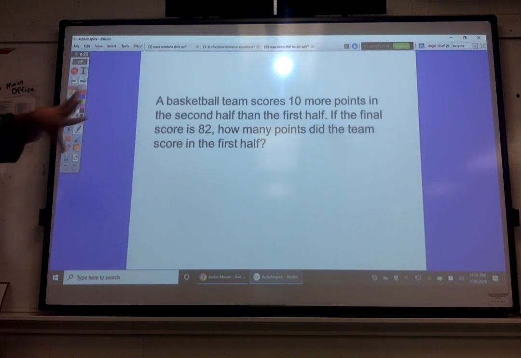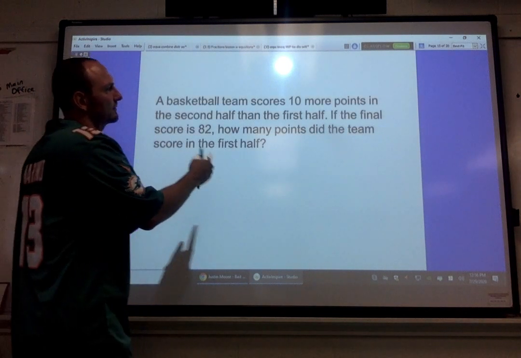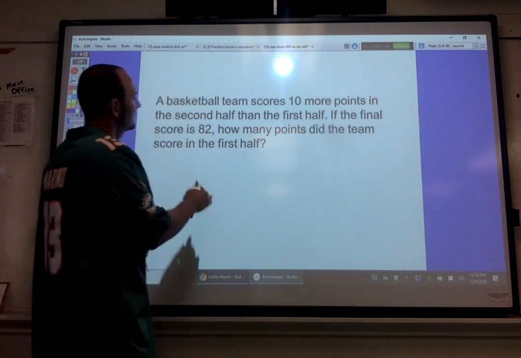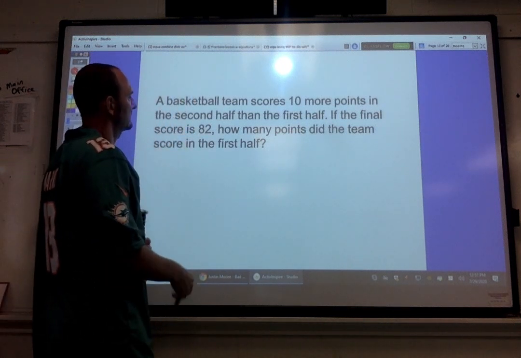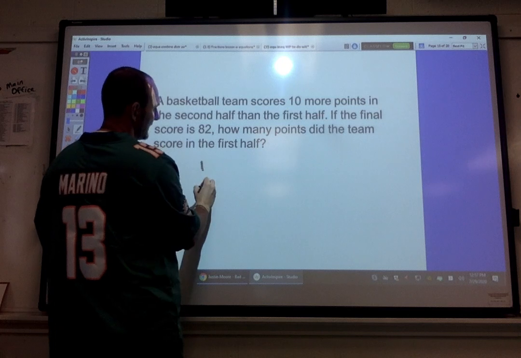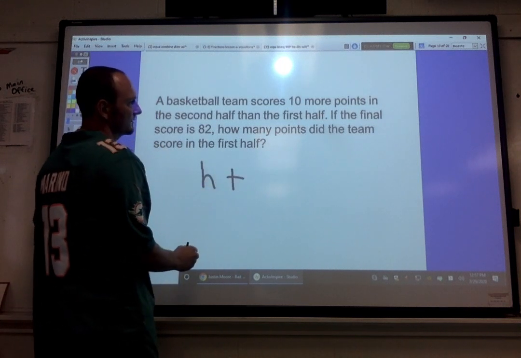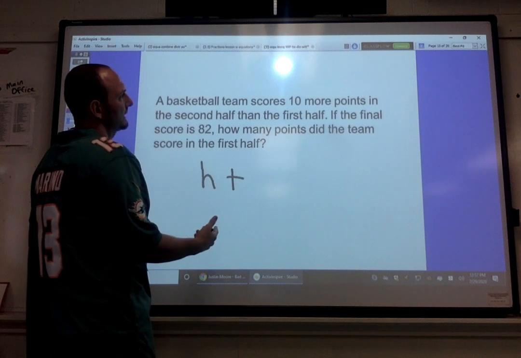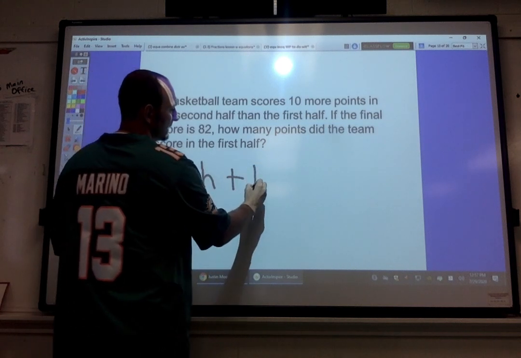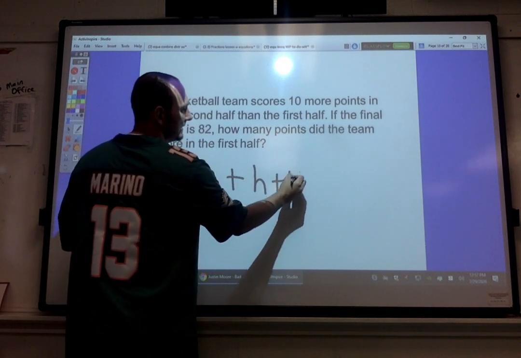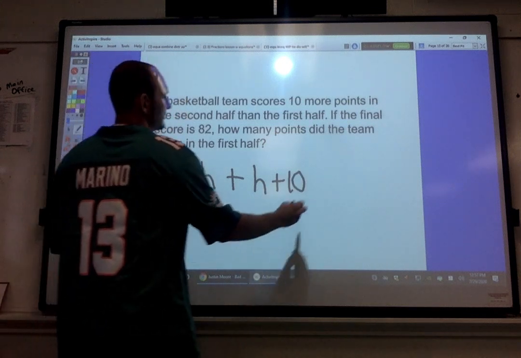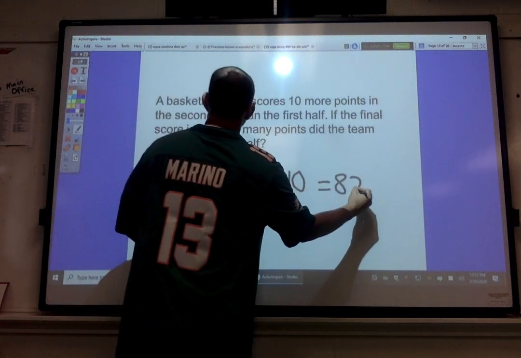Basketball team scores 10 more points in the second half than the first half. The final score is that. Points they scored in the first half. So there's your first half. We don't know what it is, but we know in the second half we had 10 more than the first. So we're going to have what we had in the first, but plus 10. And that should equal 82.